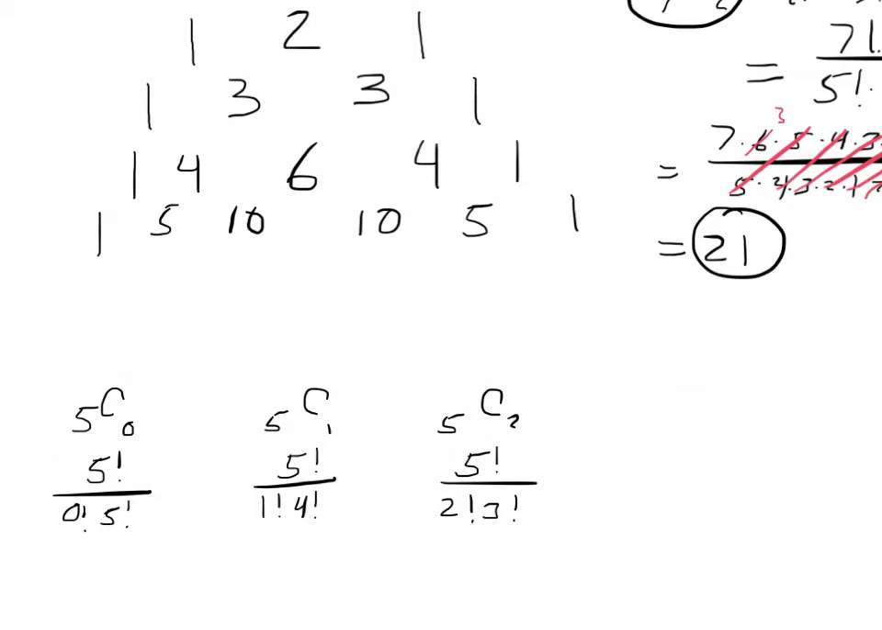And I'm going to skip over the simplifying part. 5C0 ends up being 1, 5C1 ends up being 5, and 5C2 ends up being 10. And what you're supposed to notice, or remember, or recall, is that, hey, check it out.